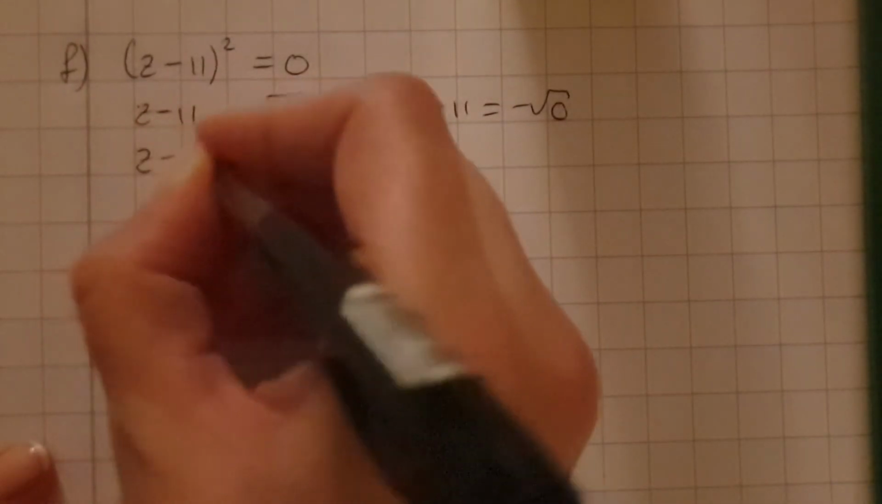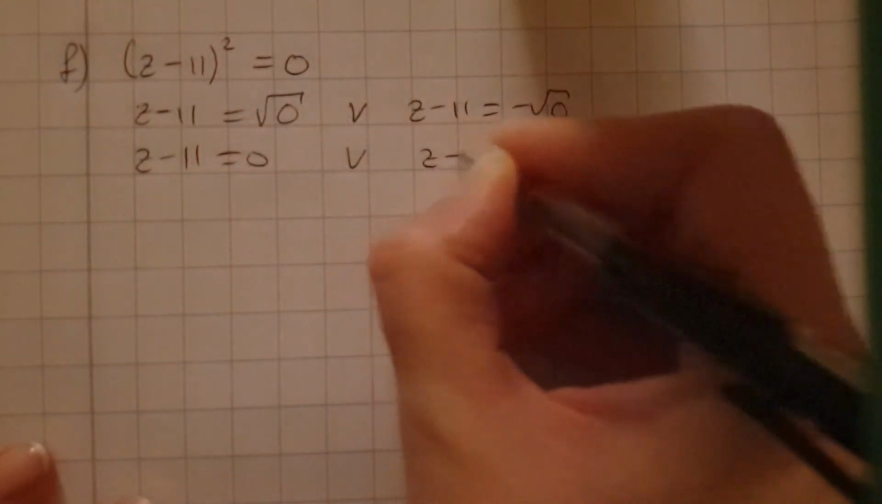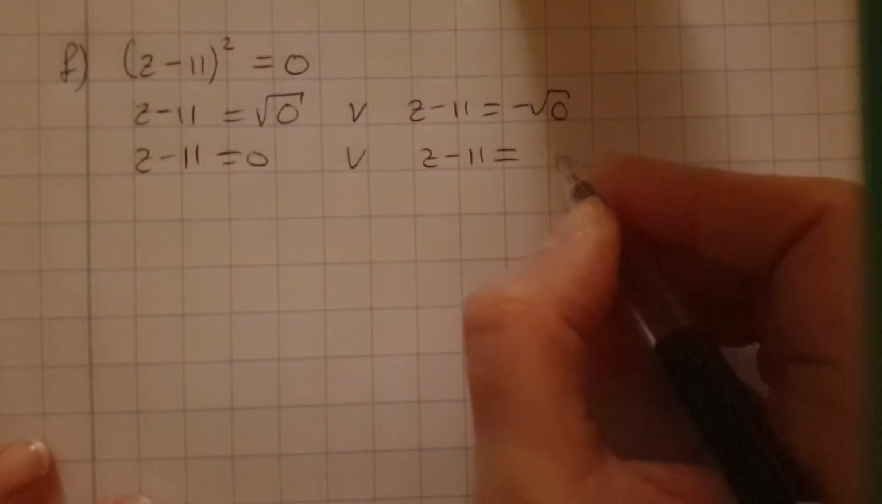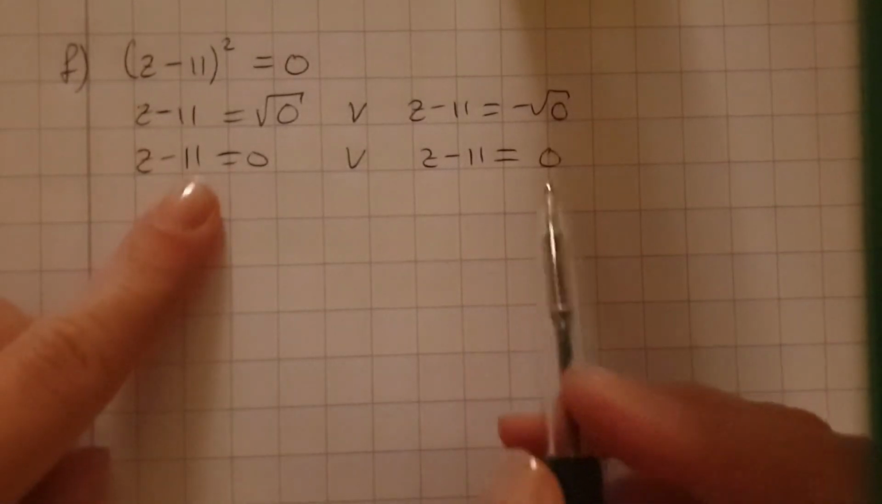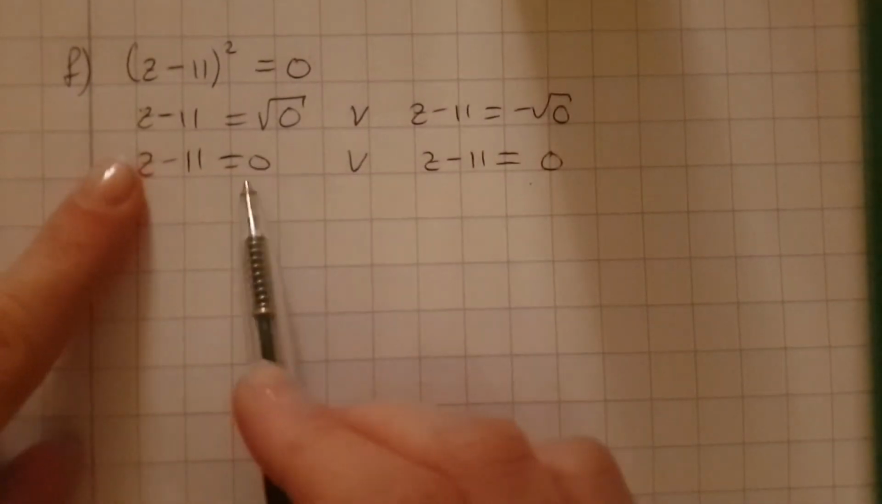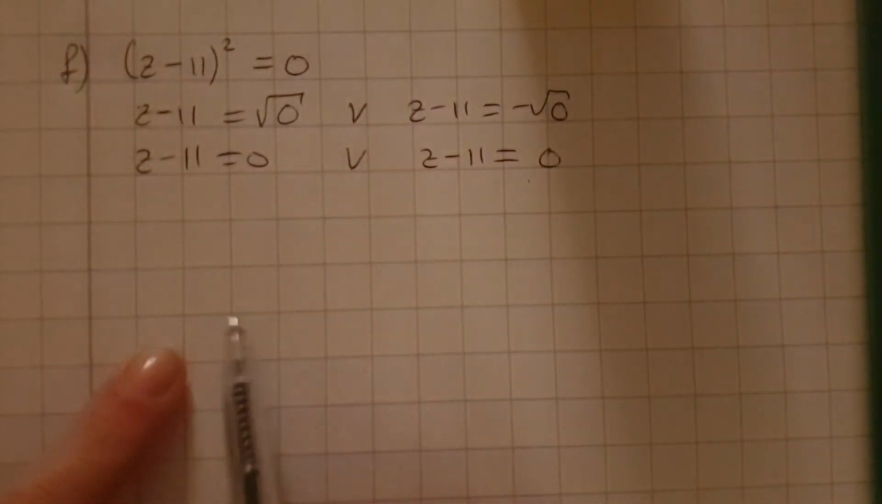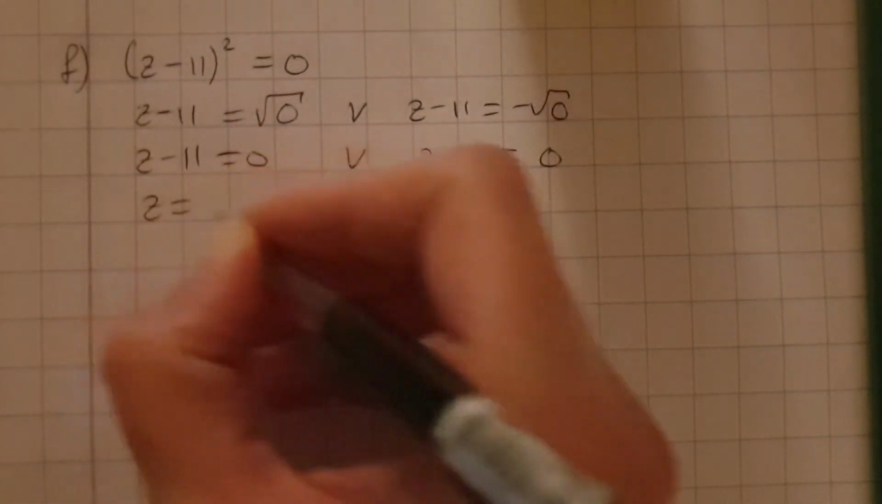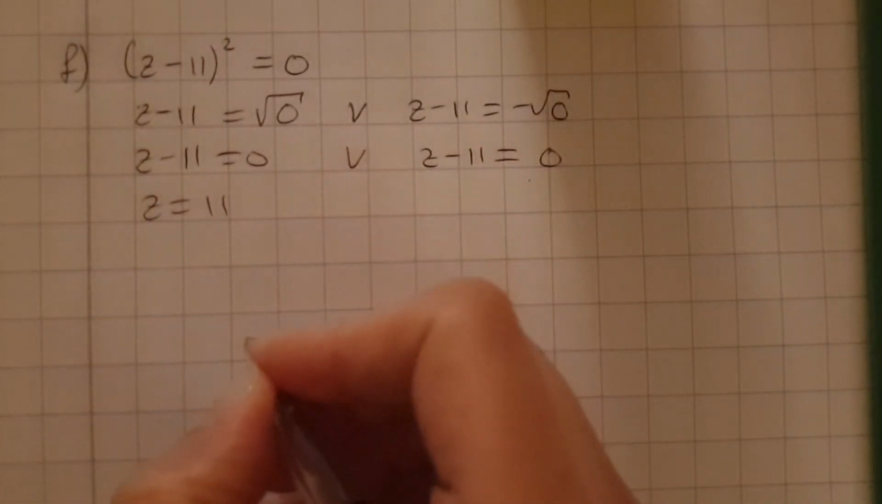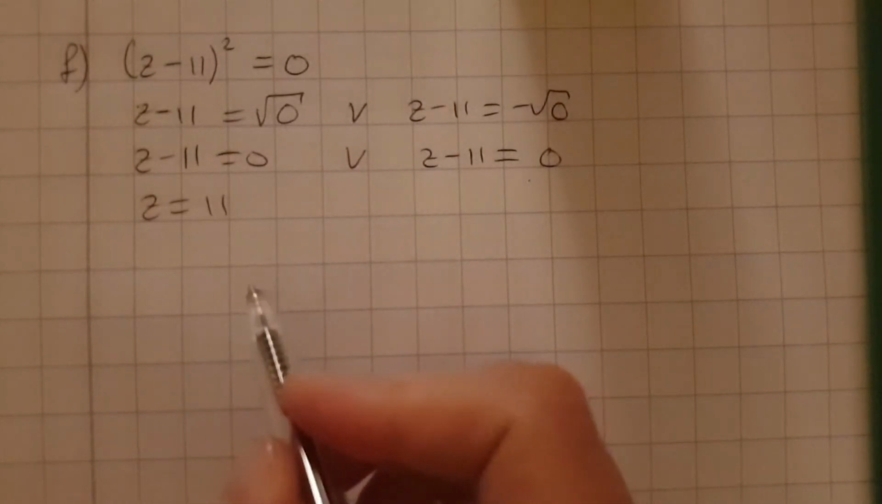Now let's solve this. Minus 0, that doesn't exist, so it's just 0. Now this and this one are the same, so you only have to solve one of them. Plus 11 on both sides, so z is 11. Now, we only have one solution here.